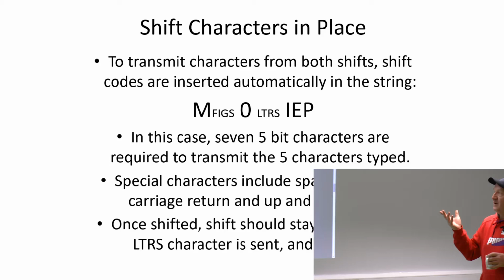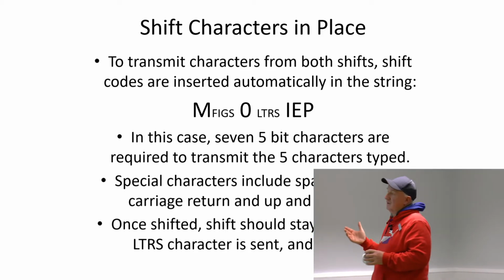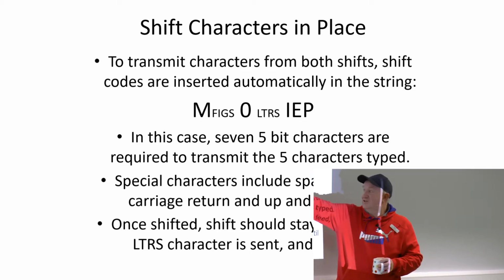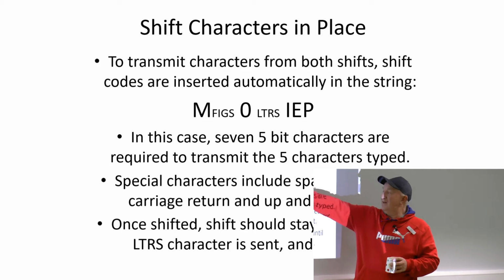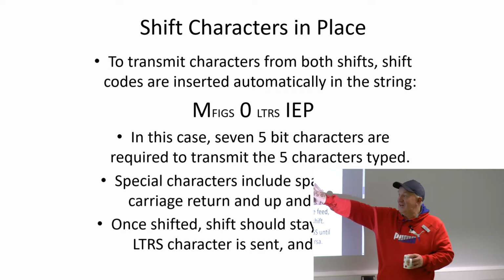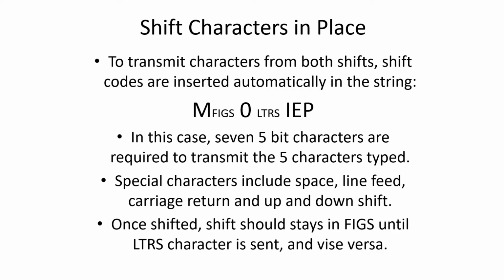Right, just to clarify the shifts, basically, if I'm sending my call sign in RTTY, you send an M, you send the figure shift, you send a 0, you send the letter shift, then you send the I, the E and the P. All right? So actually, you send 7 characters instead of 5. Yeah, and basically once it's in one or the other, it stays there until you tell it to go out. So you can see if you lose one of these, it can be a little bit of a problem.